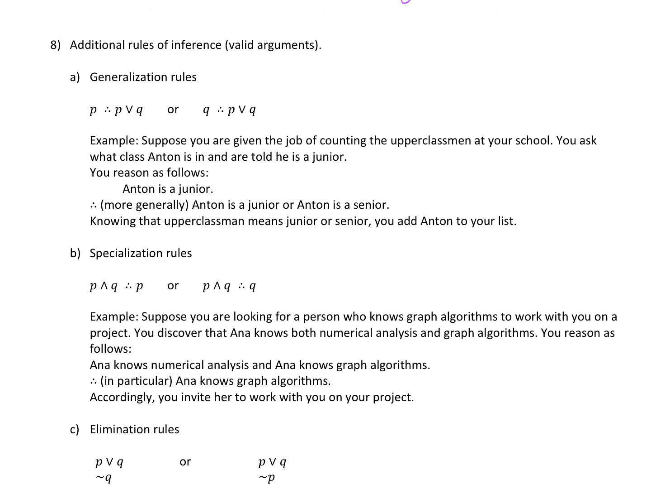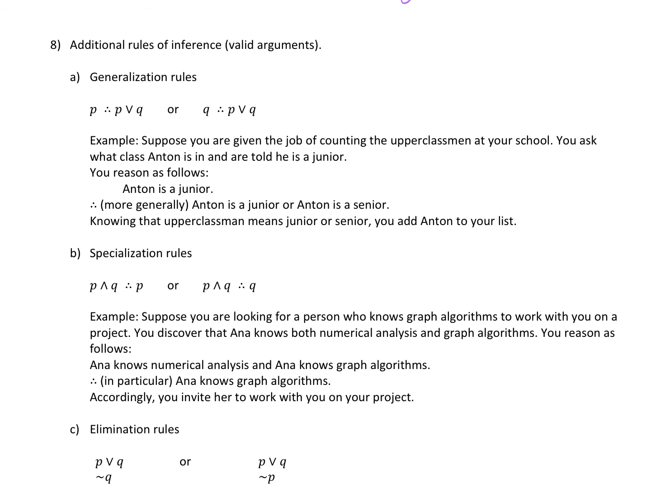For example, suppose you're given the job of counting the upperclassmen at your school. You ask what class Anton is in, and you are told he is a junior. You reason as follows. Anton is a junior. Therefore, more generally, Anton is a junior or Anton is a senior. Knowing that upperclassmen means junior or senior, you add Anton to your list. You obviously would not think all of those sentences in that really rigorous way, but that is what you're doing. That is how you're deciding to add Anton to your list.